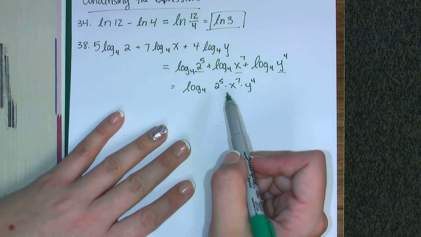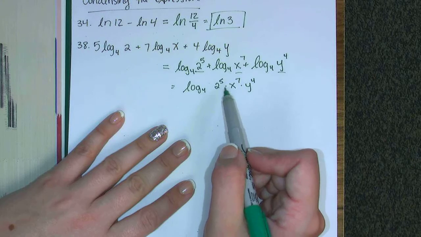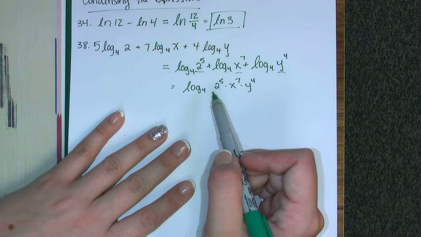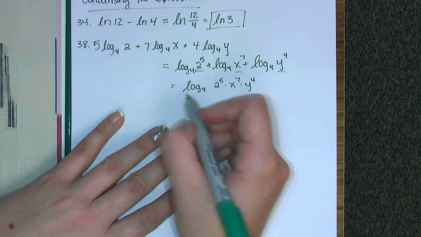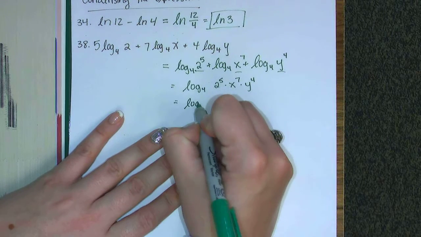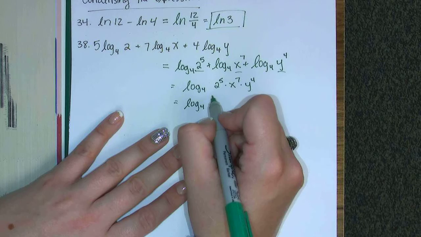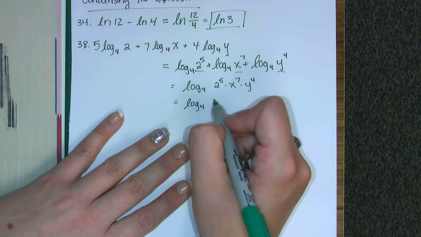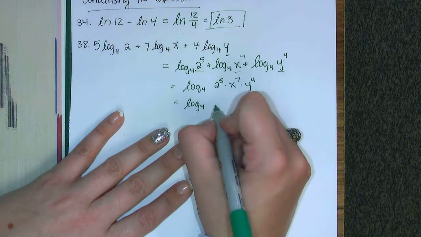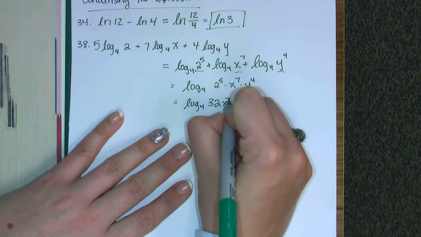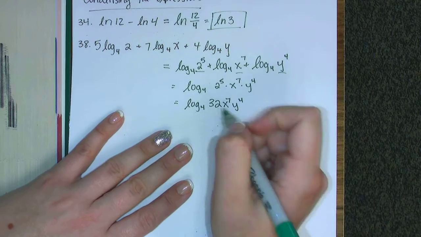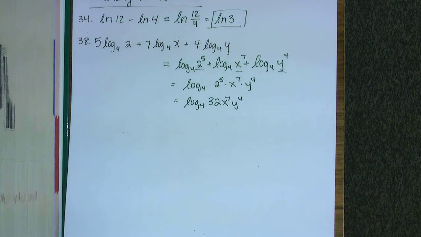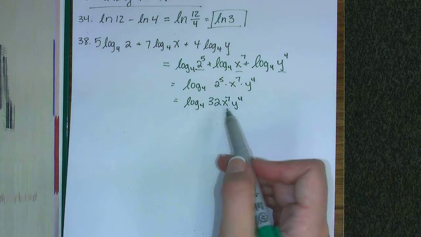Now, this 2 to the 5th needs to be multiplied out. So this is equal to log base 4 of 2 to the 5th is 32, I think. So 32 x to the 7th, y to the 4th. Okay? And then we would just leave it there like that.